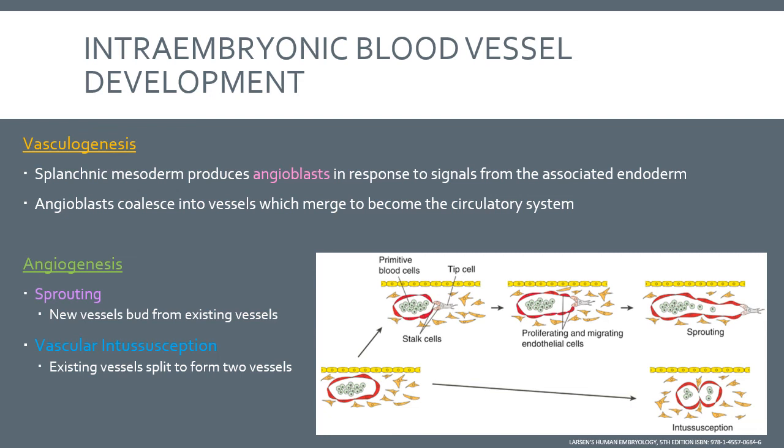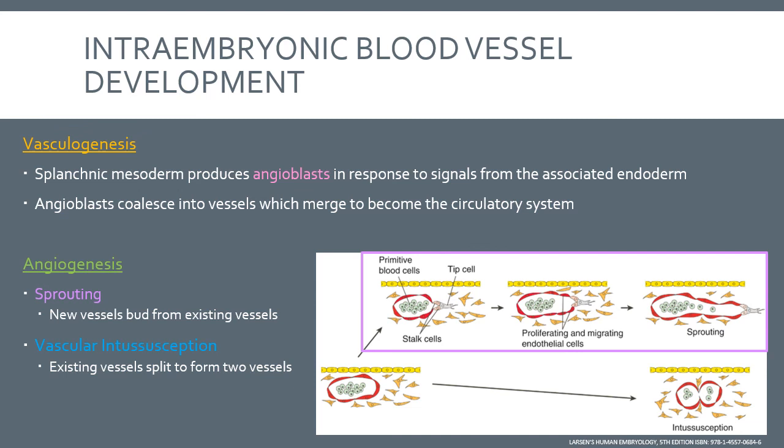Okay, so in vasculogenesis, we see splanchnic mesoderm that produces angioblasts, which are sort of early vessel cells, pardon me. And they do that because they're receiving signals from the associated endoderm. Okay, so the endoderm is signaling the mesoderm to produce angioblasts, which are then going to coalesce into vessels, and then as they grow and elongate, they will merge with other developing blood vessels and become the circulatory system.